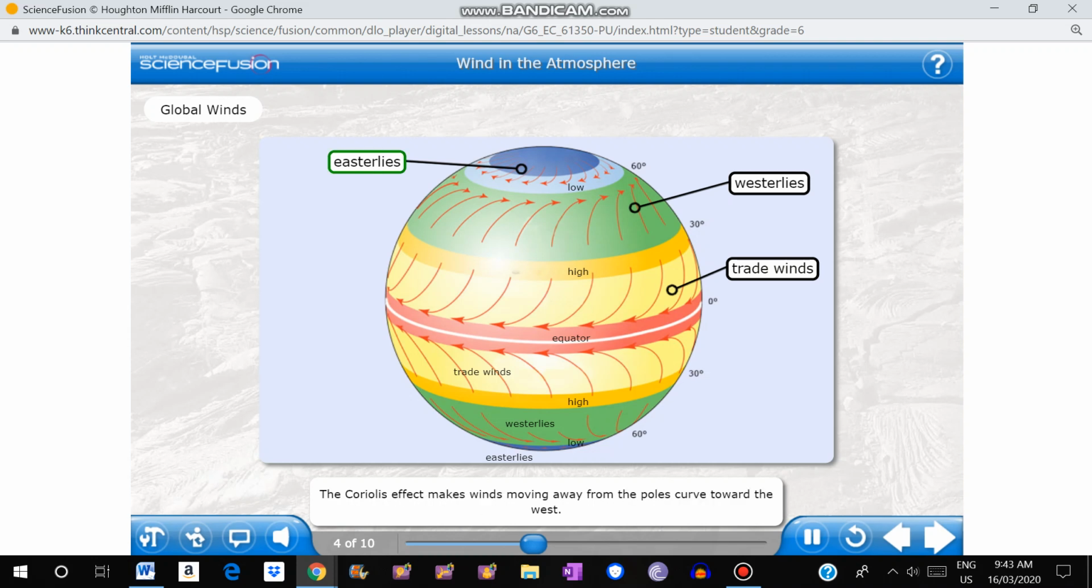The Coriolis effect makes winds moving away from the poles curve toward the west. The name of these winds is easterlies. Easterlies are winds that blow from the east to the west. Find the easterlies on this diagram.